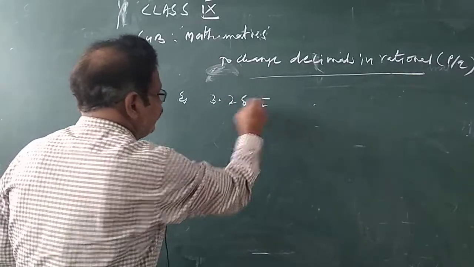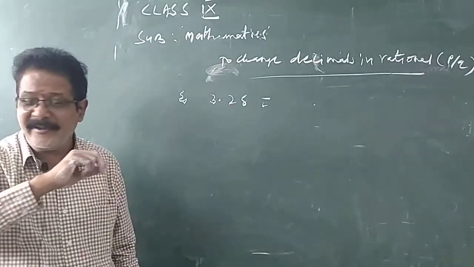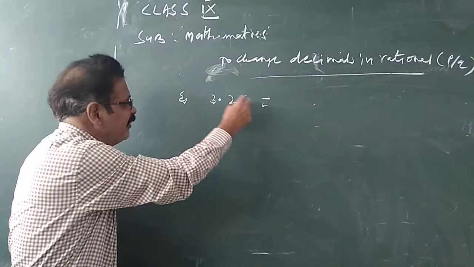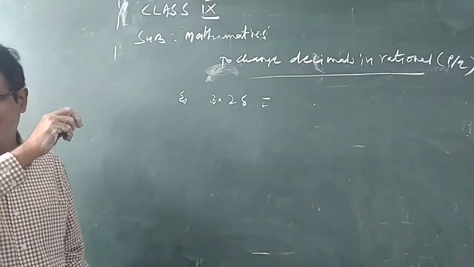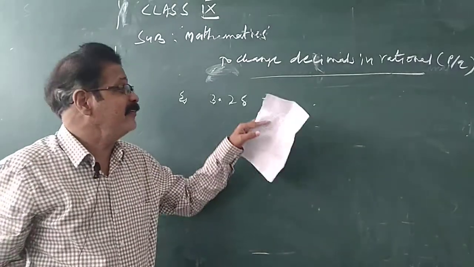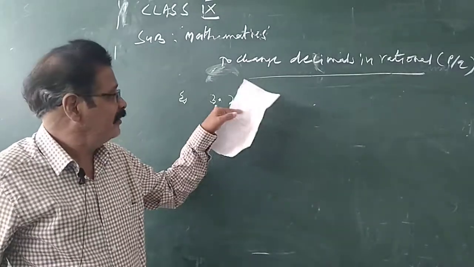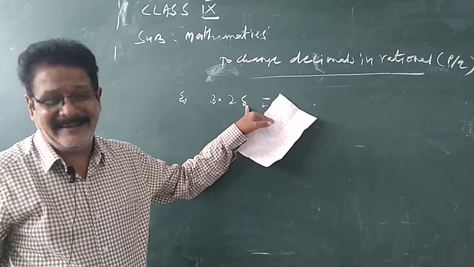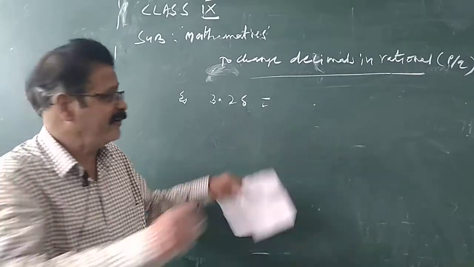3.28. This is the decimal form. This is a terminating decimal. Why? Because after the decimal the quotient ends with 8. How to identify a terminating decimal? The quotient will end with some digit. The decimal ends with what here? 8. So this is a terminating decimal.